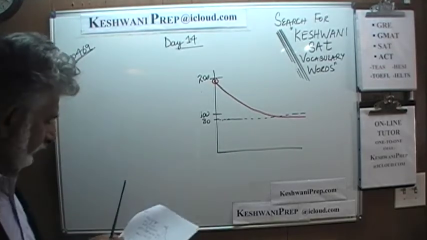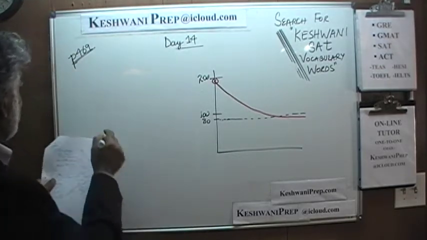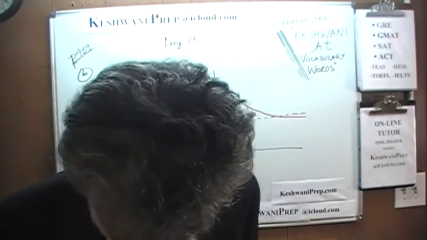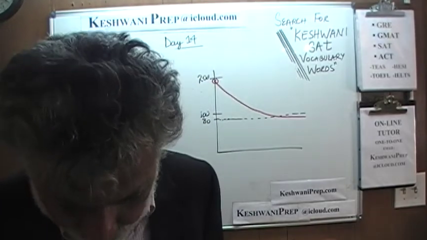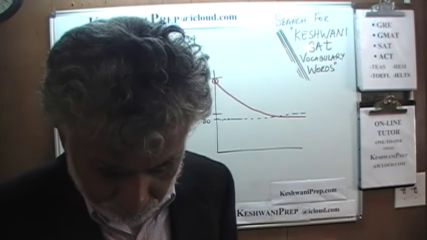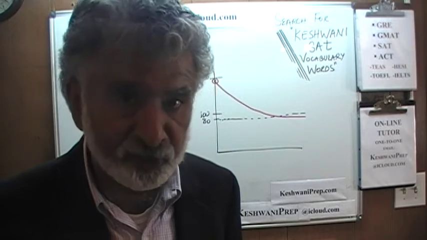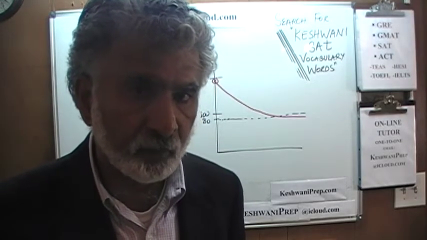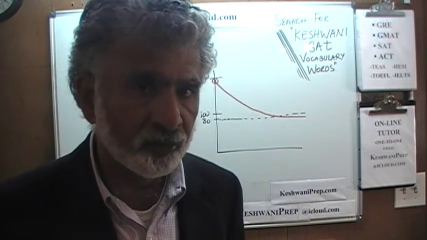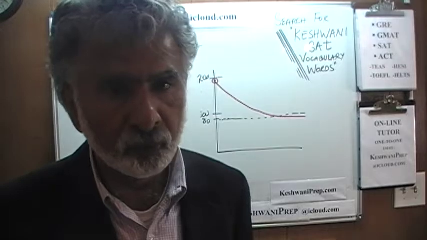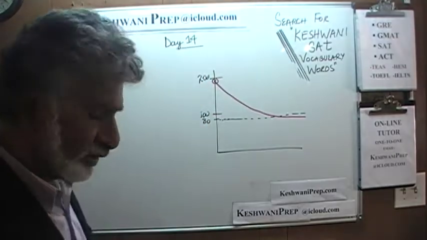Number 6 says, let me read to you because I did not write it down. During which of the following 10-minute time periods does the temperature of coffee decrease at the greatest average rate? So we have 10-minute time periods on the graph, and the question is during which time period it falls the fastest, which is another way of saying where is the slope steepest? Where is the slope steepest?